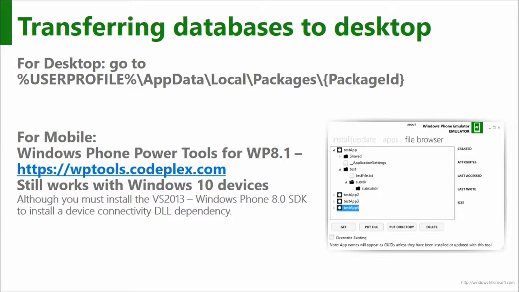Now for mobile, at the moment, where we are a couple of weeks after Build, there isn't a tool that I've been able to find that makes it easy to get at anything stored in that. But there is this tool, wptoolscoplex.com, which works for Windows Phone 8.1. Apparently, at this moment in time, it works for UWP apps, Windows 10 devices and emulators. But it does have a dependency on the Windows Phone 8.0 SDK, so basically you have to install Visual Studio 2013 Express or something. I know this will improve, so I'm just telling you how it is right now. I'm sure tools will be coming down the line where we haven't got this dependency.